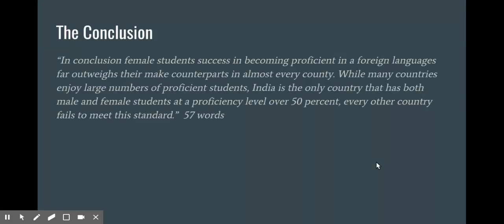In conclusion, female students' success in becoming proficient in a foreign language far outweighs their male counterparts in almost every country. That's a non-data observation. While many countries enjoy large numbers of proficient students, India is the only country that has both male and female students at a proficiency level over 50%. Every other country fails to meet this standard. So my non-data observation, my big one here, is that India is the only country where more than half of their students, whether male or female, are proficient.